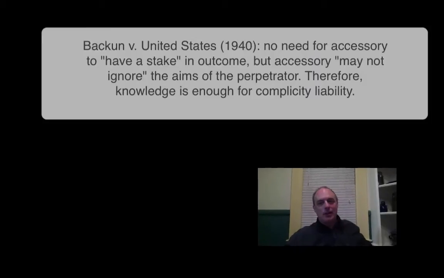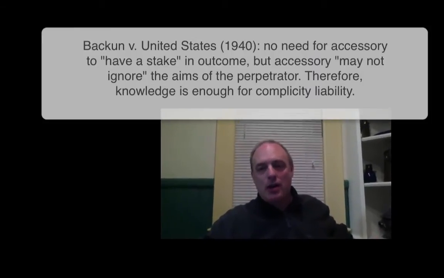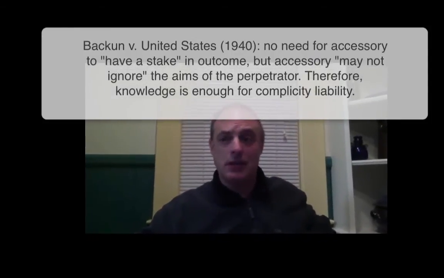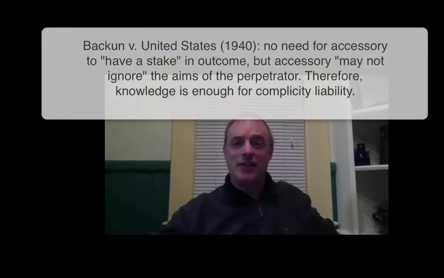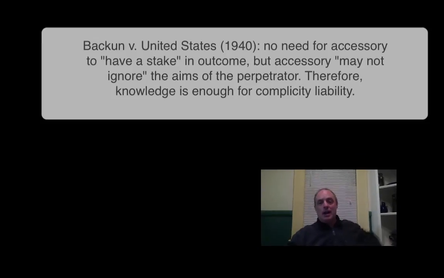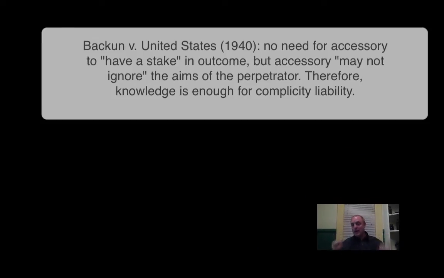There's a competing way of looking at this at common law, embodied by Judge Parker in Backun versus United States from 1940, who says there's no need for the accessory to have a stake in the outcome. The accessory, quote, may not ignore the aims of the perpetrator. So knowledge is enough for these judges. So there's a bit of a common law disagreement, but the most common position is that of Learned Hand, and that is purpose has to be the culpability level for the accomplice.